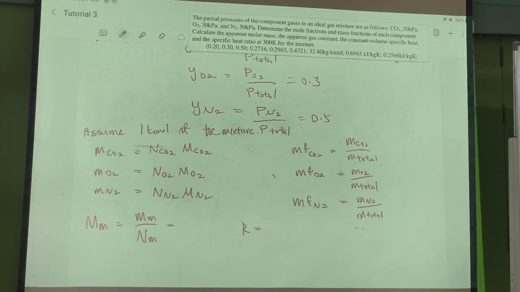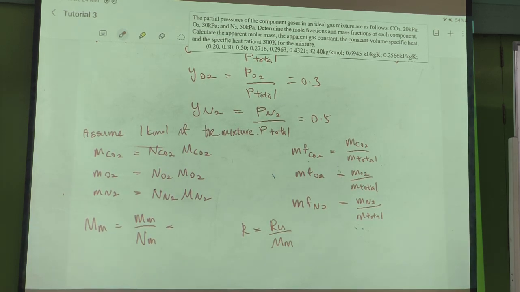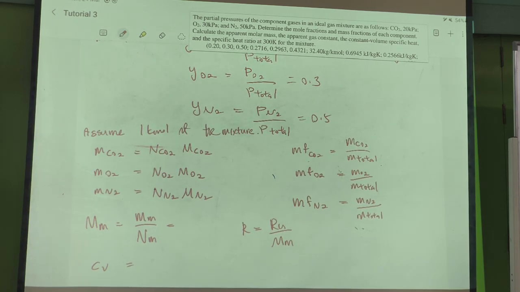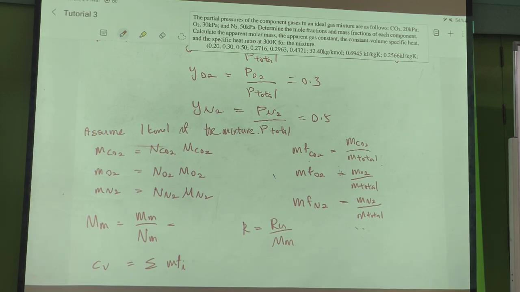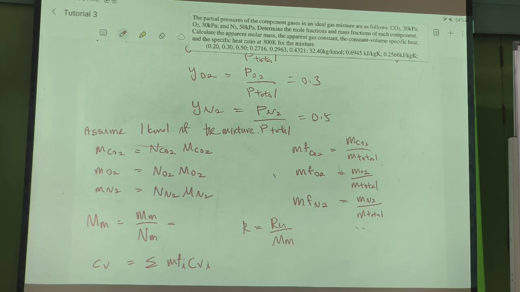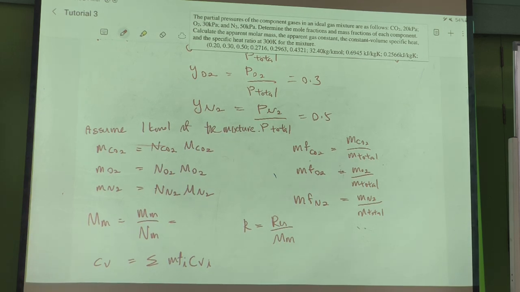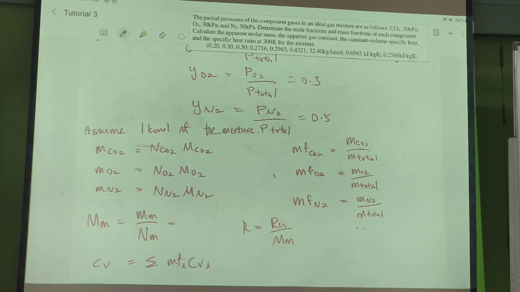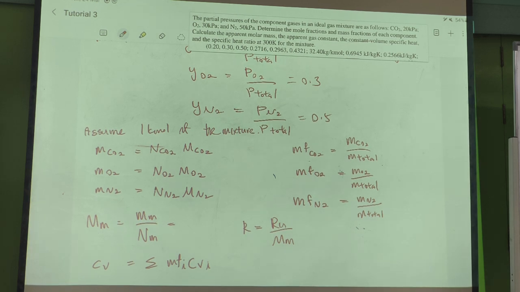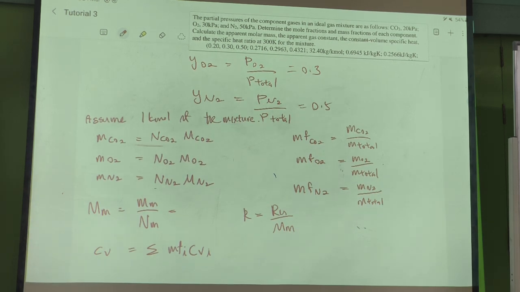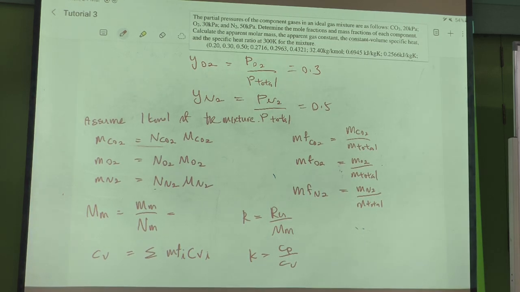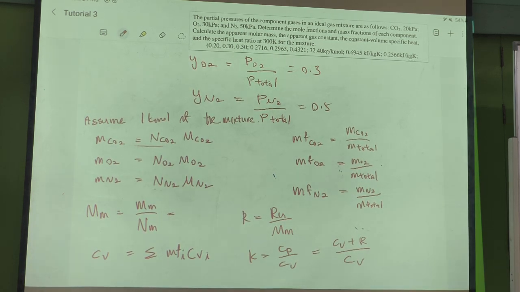Apparent gas constant is just Ru over M that you found earlier. Constant volume specific heat is just each of the mass fractions multiplied by their respective Cv that you can get from the table. For k, we know that k is Cp over Cv. So you can either find Cp, or you know that Cp is Cv plus R, then over Cv. So you can get all these values just by using this equation.